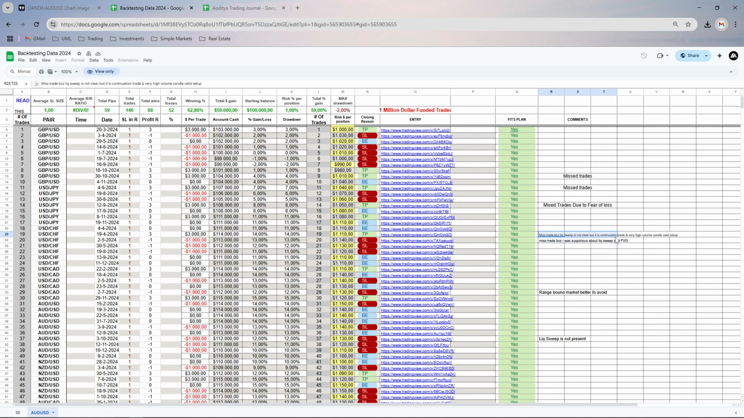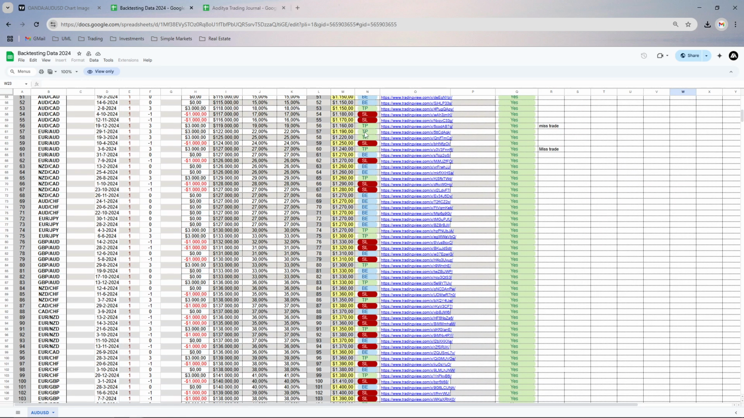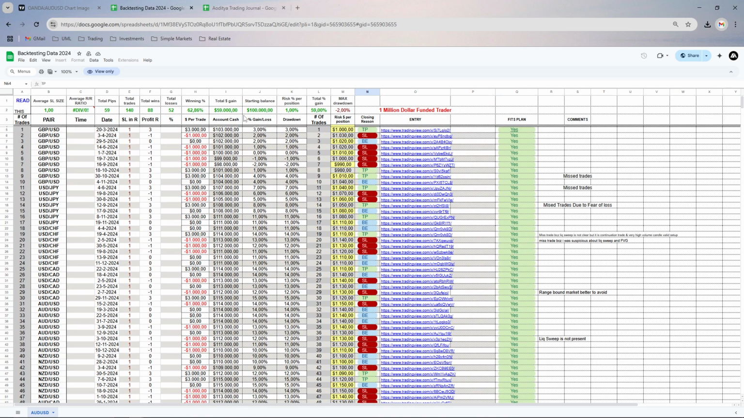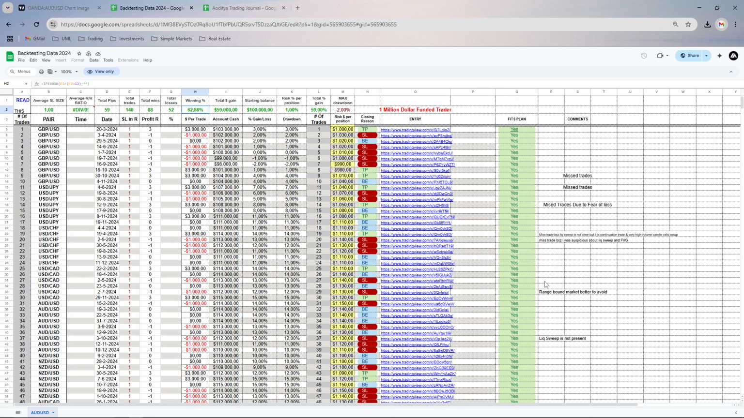So what we have here, I want to read some of these. Liquidity sweep is not clear, but is continuation. Very high volume candle, valid setup. Mistrade, another TP, mistrade, another TP. So this data would definitely be significantly lower without the mistrade.